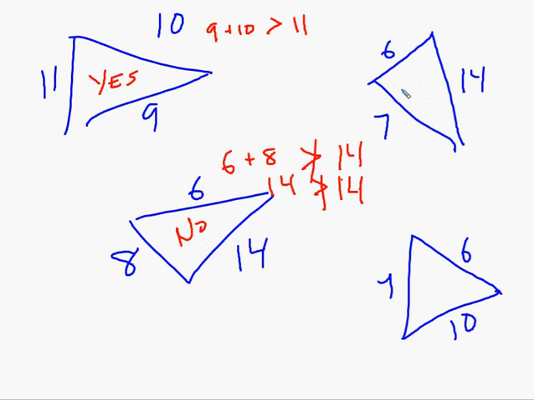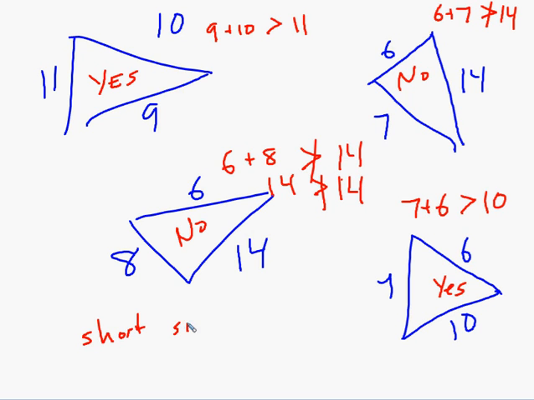How about this third one? No, this is not a triangle. Why? Because 6 plus 7 is not greater than 14. And how about this last one? Yes, this one is. Why? Because 7 plus 6 is greater than 10. Pretty simple to test those sides, right? The sum of the two shorter sides, short side plus short side, has to be greater than the longest side. Now, if they're the same length, that doesn't matter. One side will be short.